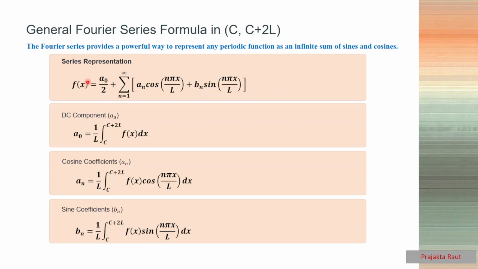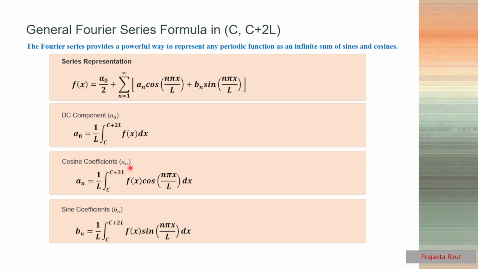So we are going to express this f(x) in terms of sines and cosines. This a0, an and bn are the coefficients to be determined by using some integration formulae. This a0 is called the DC component and the formula of a0 is 1 upon L integration c to c plus 2L f(x) dx. Within the given interval c and c plus 2L, we find the integration of the function times 1 upon L. This is how the DC component a0 can be determined.